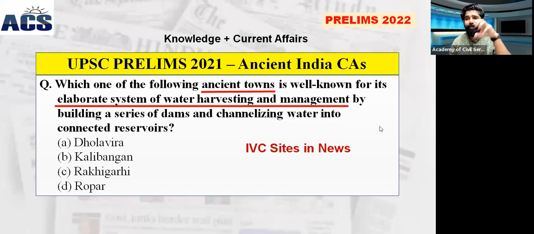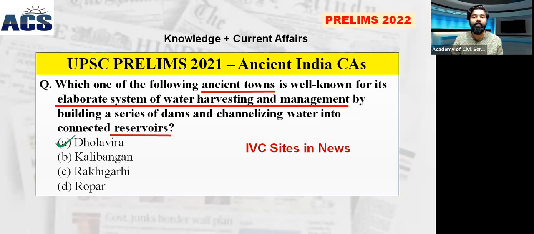So some of the sites have special features, special interesting facts. You have to study that. In this particular question, the right answer was Dholavira. This was discussed in the news last year because UNESCO added the Dholavira site to its World Heritage Sites list. Because of that, Dholavira was discussed in the news.